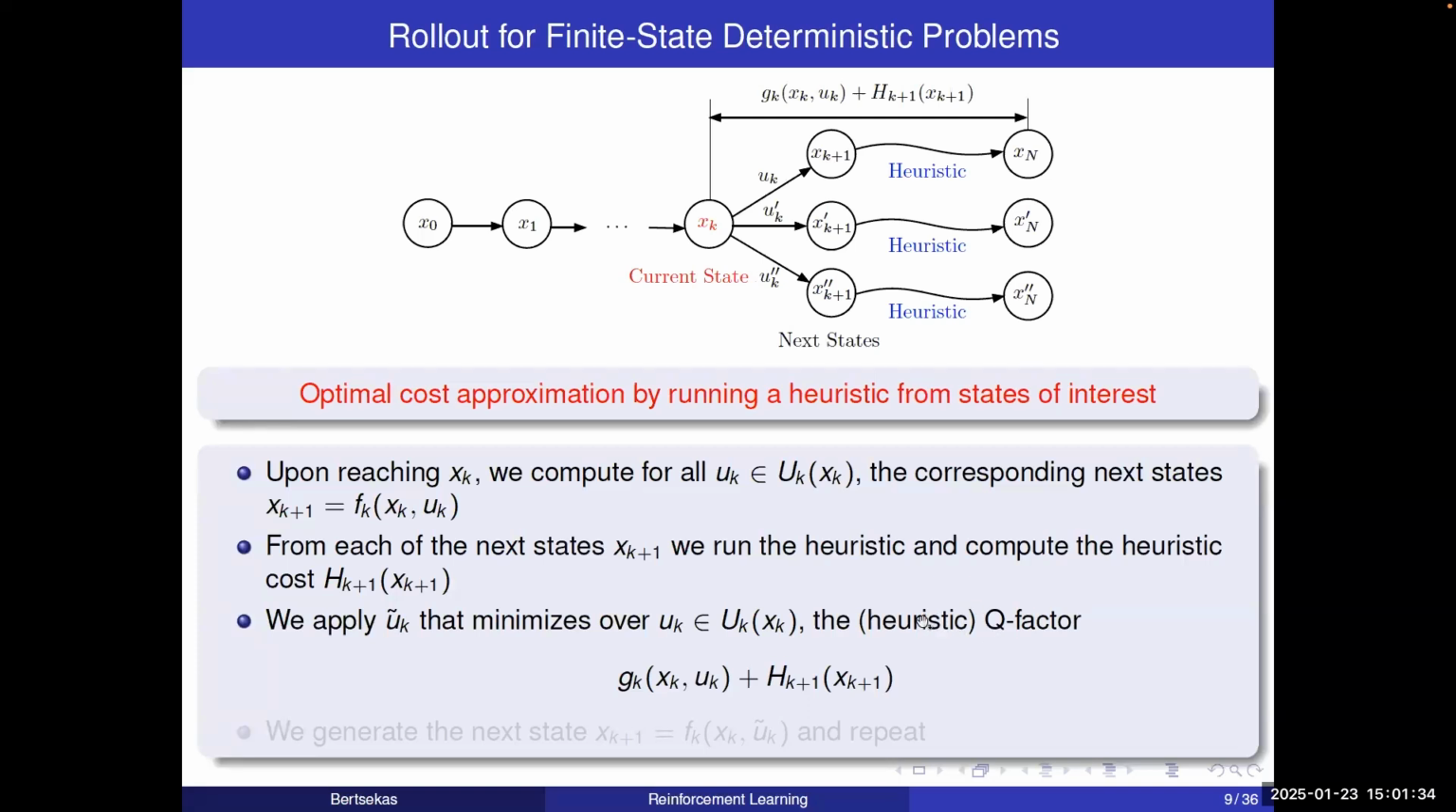Remember, Q factors are state action values involving the first stage cost and then the optimal cost after that. Now, for the heuristic Q factor we use H instead of J star. Okay. So you can view this as a Q factor. Indeed, it's convenient to view it that way. And then we generate the next state and repeat. So first stage minimization, roll out forward, go to the next state, roll out forward, go to the next state, and so on all the way to the end. So let me illustrate this with an example.